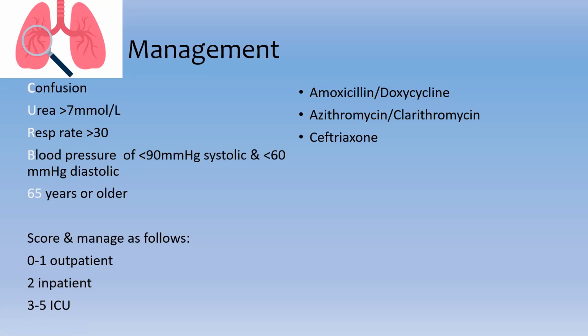So each of these criteria is used as one. Each finding is one score. So confusion, 1 score; urea, 1 score; respiratory rate, 1 score; blood pressure, 1 score; 65, 1 score. So the score is 0 to 5. 0 meaning that nothing is up, 5 meaning very, very, very dangerous. So if your patient has a respiratory rate that's high, okay, fine, that's manageable. That's outpatient because it's just one finding. But if they have, let's say, respiratory rate and blood pressure, just like that, they have to be admitted into hospital.